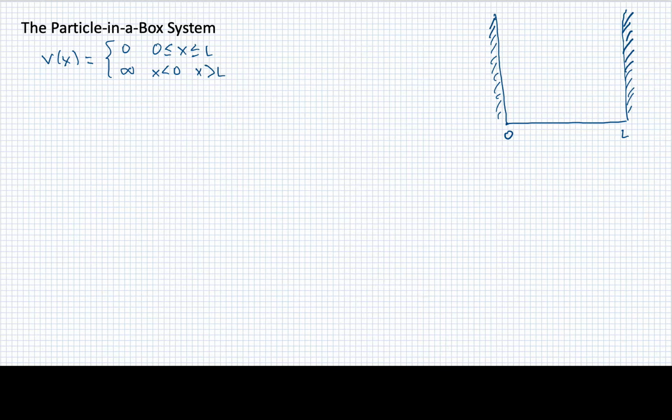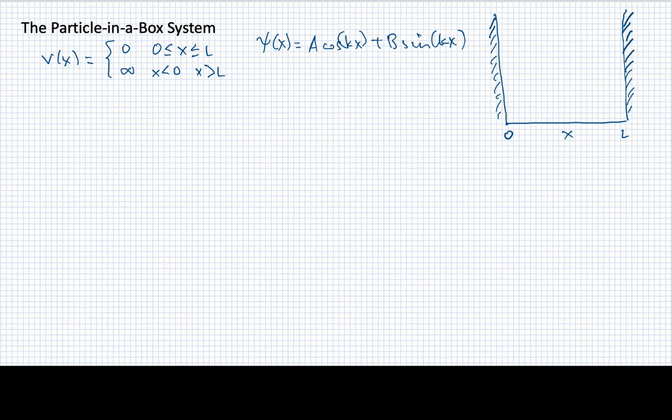Now, since there is no potential here in the middle part of the box, this is going to be like a free particle in there. And we already have seen that for a free particle, the wave function has the form a cosine kx plus b sine kx. So it's just going to be some sort of oscillating function.